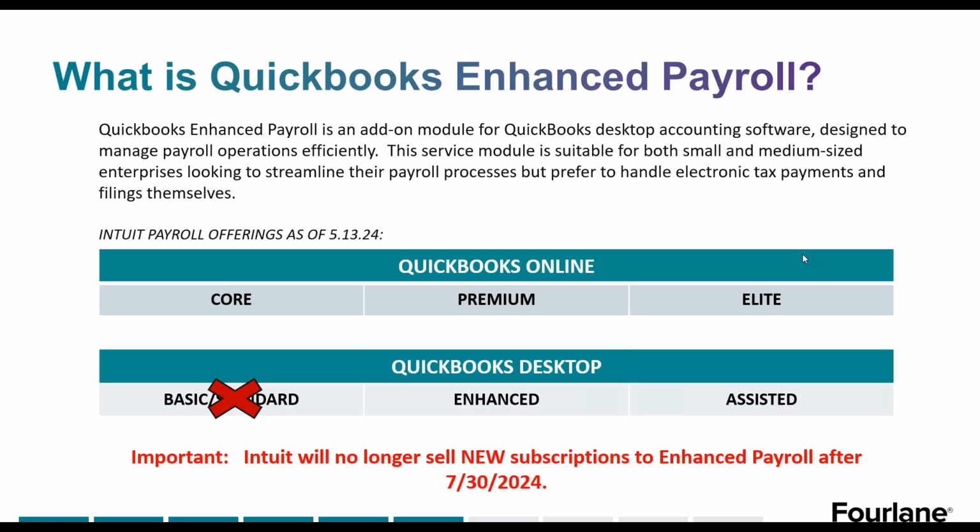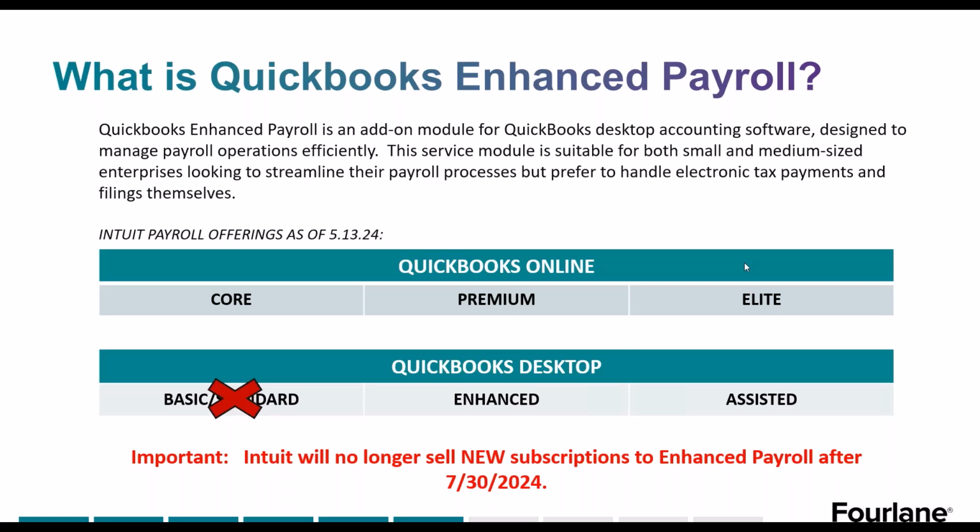In QuickBooks Desktop, there is no longer a basic or standard; that was discontinued, and anyone that was on it has been moved automatically over to Enhanced. So now your options are Enhanced or Assisted. The primary difference between the two is that with Enhanced, you pay your own taxes. You handle the taxes and the filings yourself, while with Assisted, Intuit does it for you. That's the primary difference.